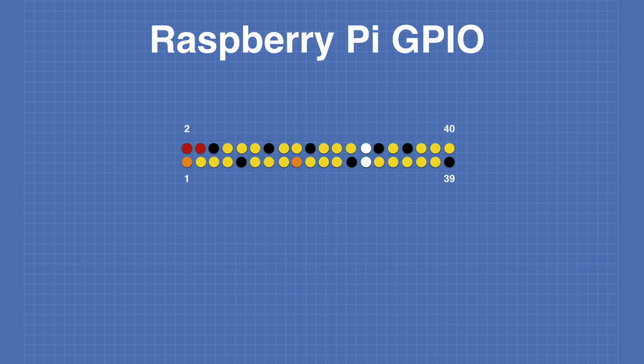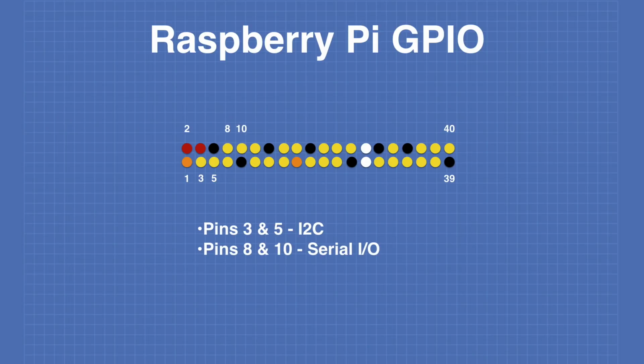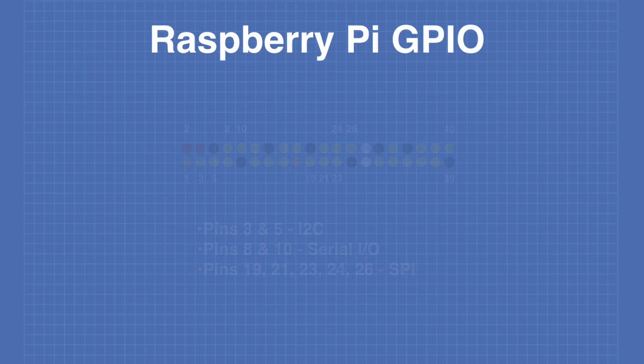Some of the GPIO pins have particular significance. Pins 3 and 5 are the I2C connections. Pins 8 and 10 provide serial I/O. And pins 19, 21, 23, 24, and 26 are the SPI connection.